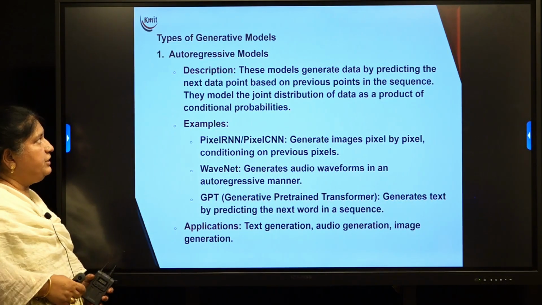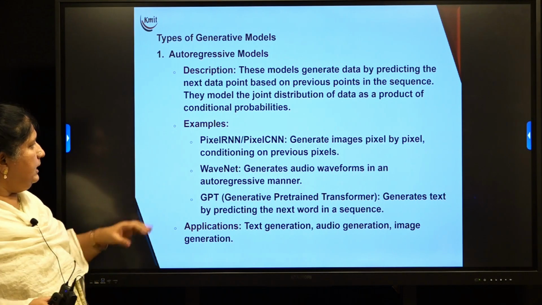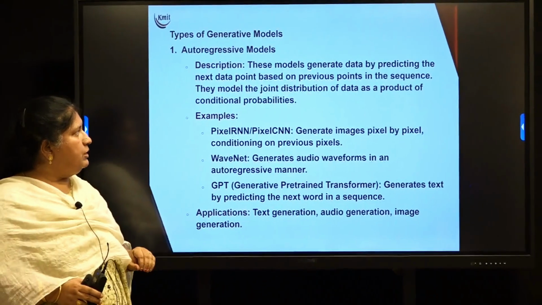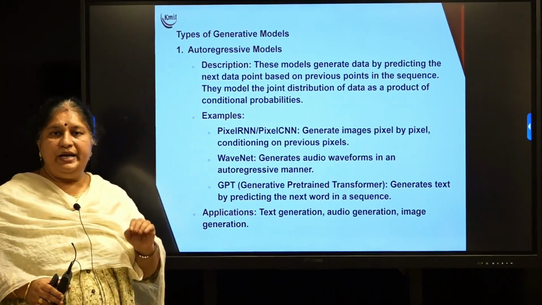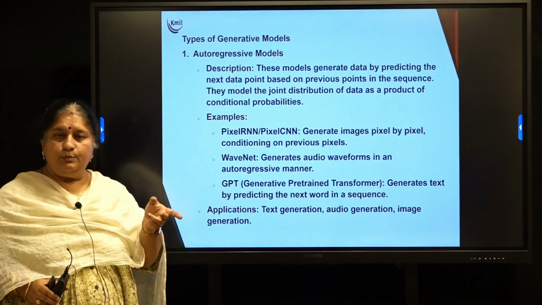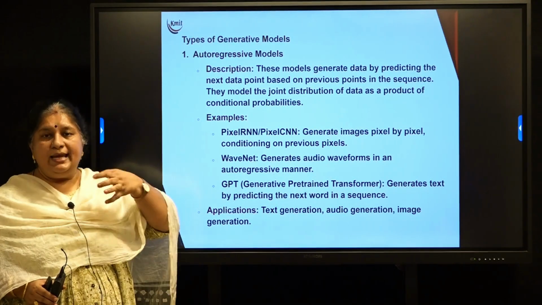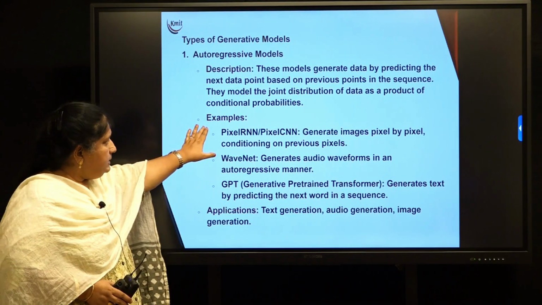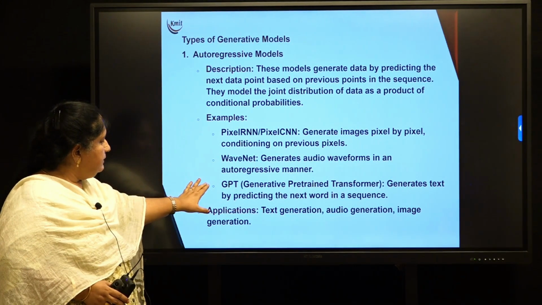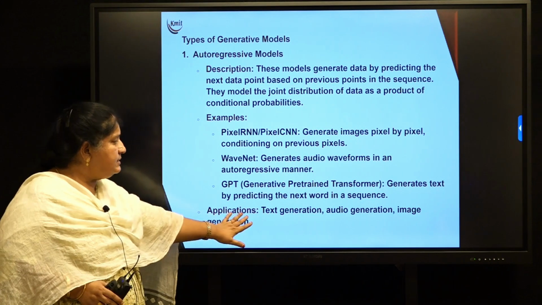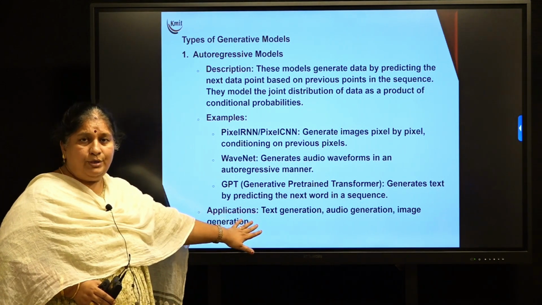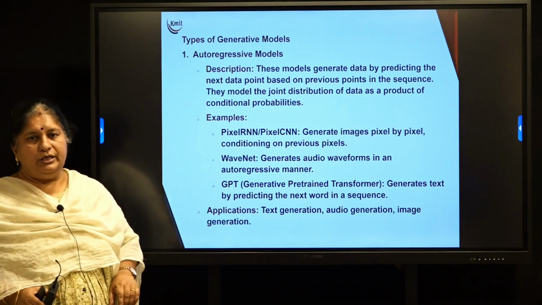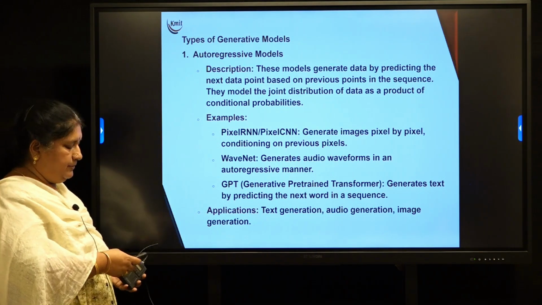Then, types of generative AI models. Let's just quickly look at the various types of models. Autoregressive models predict the next point based on existing or previous points. These are various examples of autoregressive models, and these are the applications where they are used: text generation, audio generation and image generation.